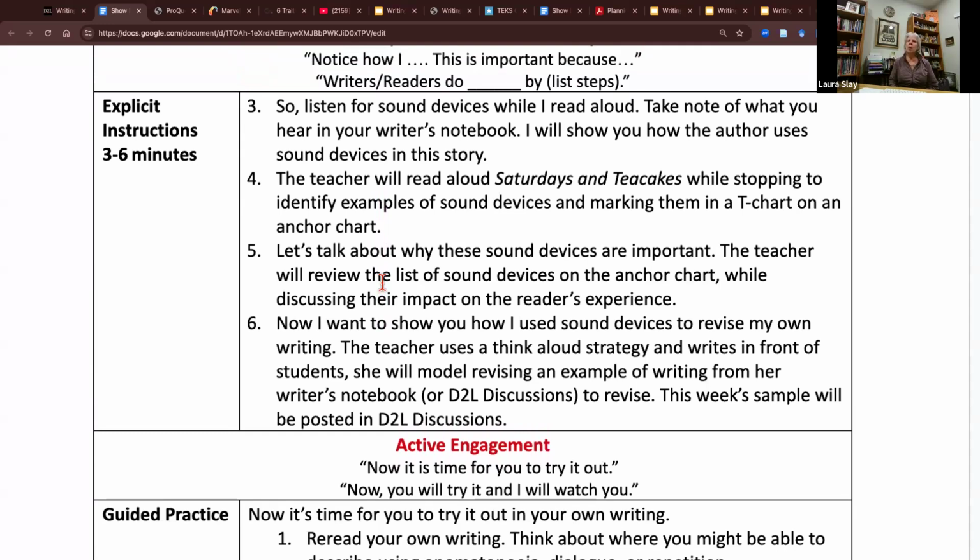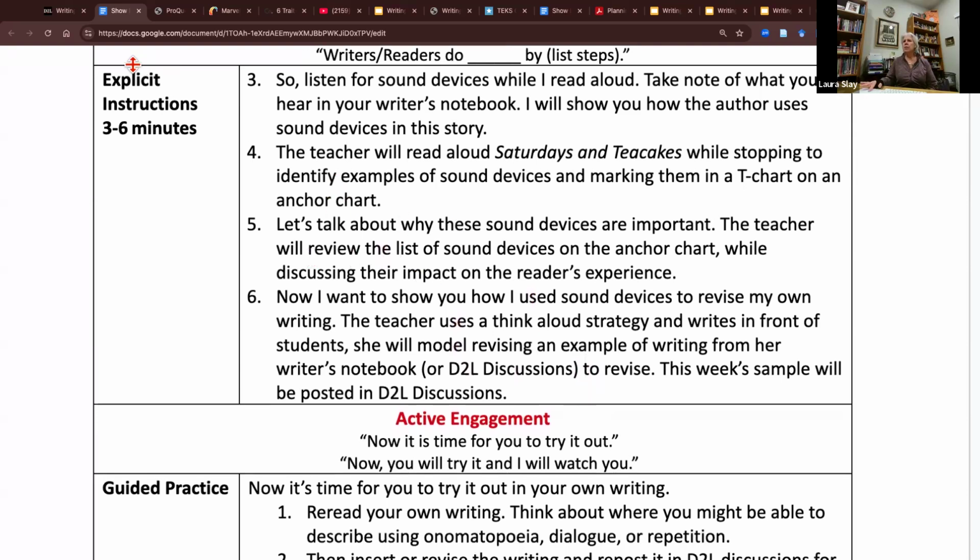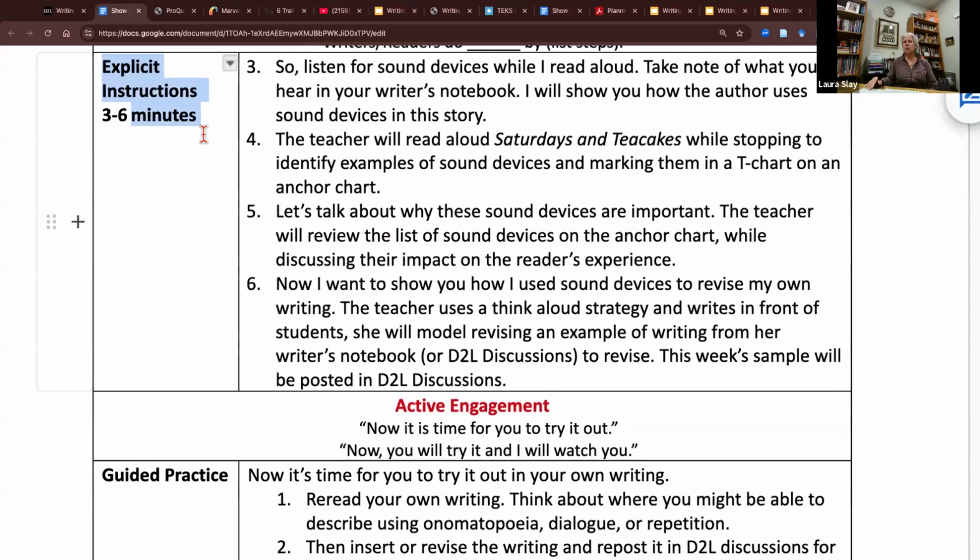So we would say, let's talk about why these sound devices are important. The teacher then will review the list of sound devices on the anchor chart while discussing their impact on the reader's experience. We kind of did that in our mini lesson last time. And then number 6, you would say, now I want to show you how I use these sound devices to revise my own writing. And then you use a think aloud strategy and you model in front of the students how you would change pieces of your text to give you something that you wrote and change it with a sound device. So these are the different steps in the explicit instruction section.